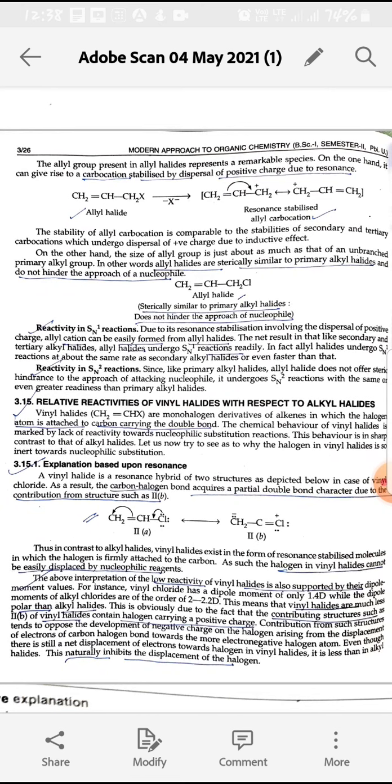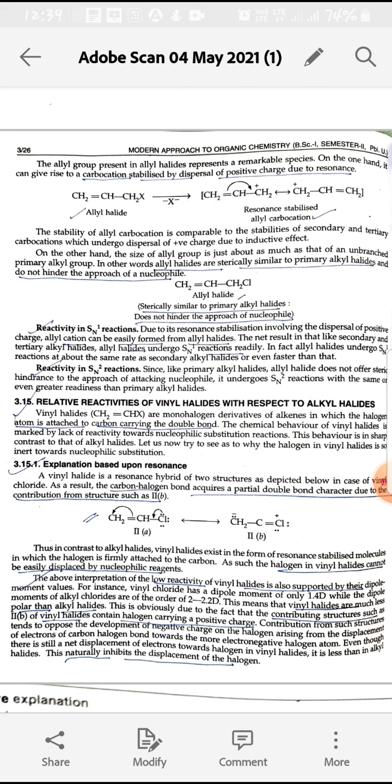Whereas if we take SN2, allyl halides are sterically similar to primary alkyl halides, that does not hinder the approach of the nucleophile, because there is no branching and there will be easy approach of the nucleophile, formation of the transition state, and finally product formation.